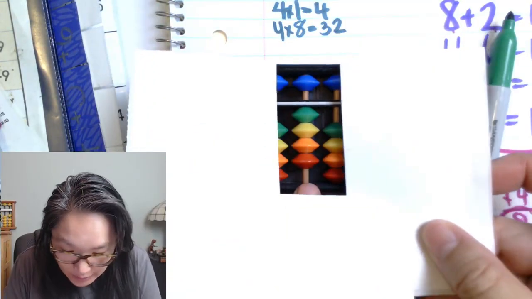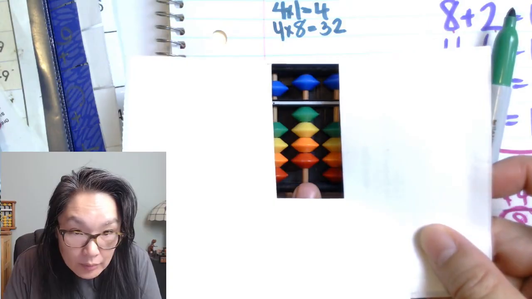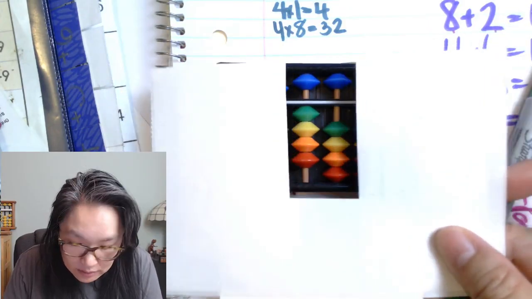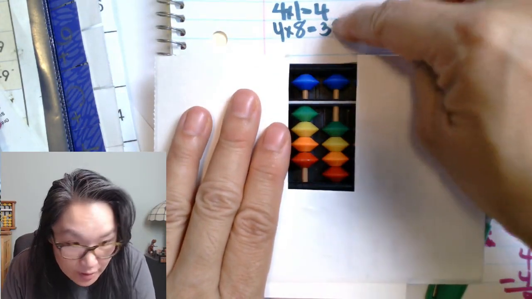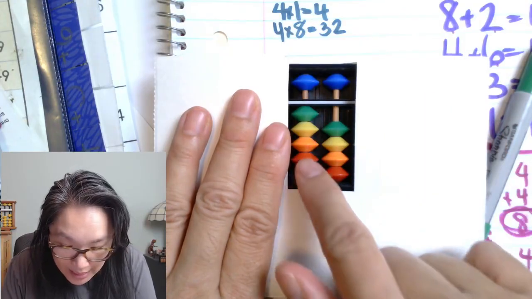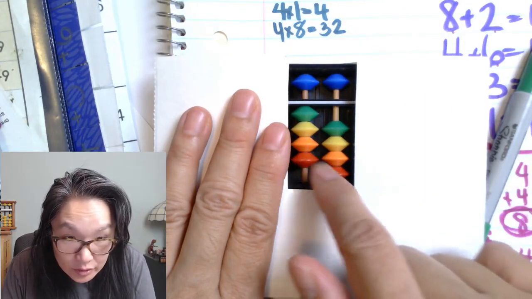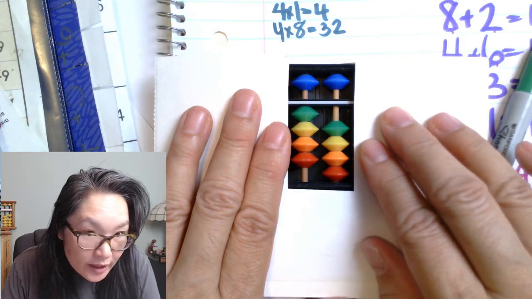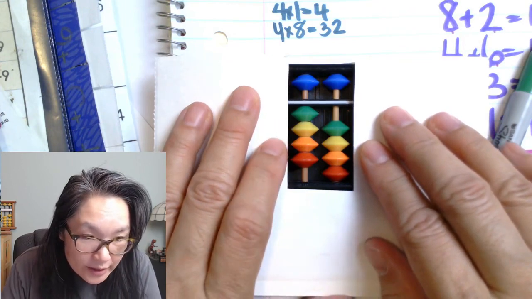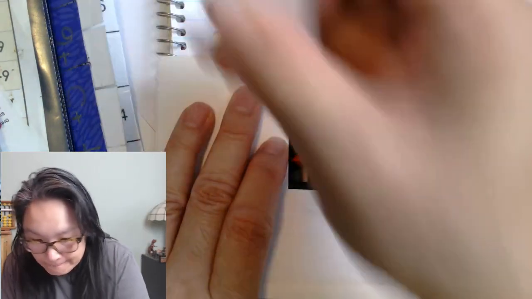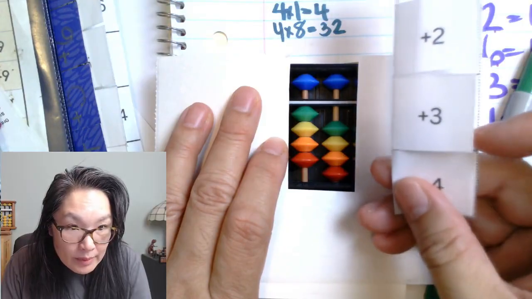So I'm going to add the 3. Why am I going to add the 3? Because I'm adding 32. I add the 3 and I add the 2. Can we do the 3? What is the formula for adding the 3? Do we remember how to add the 3?